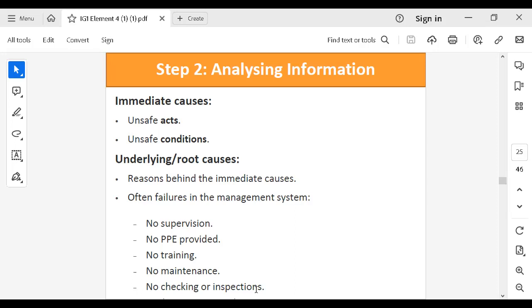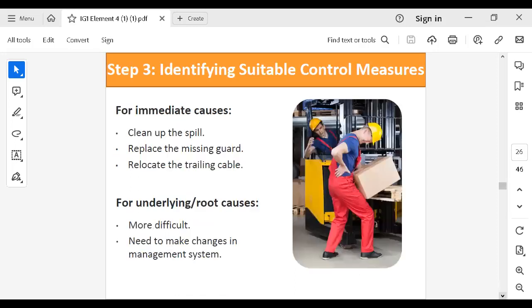maybe there was no permit to work system. So maybe the safe system was not introduced in that area. So these types of management failure are why the accident happened. Mostly the accident happens due to management failures and root causes, and that is related to management failure.